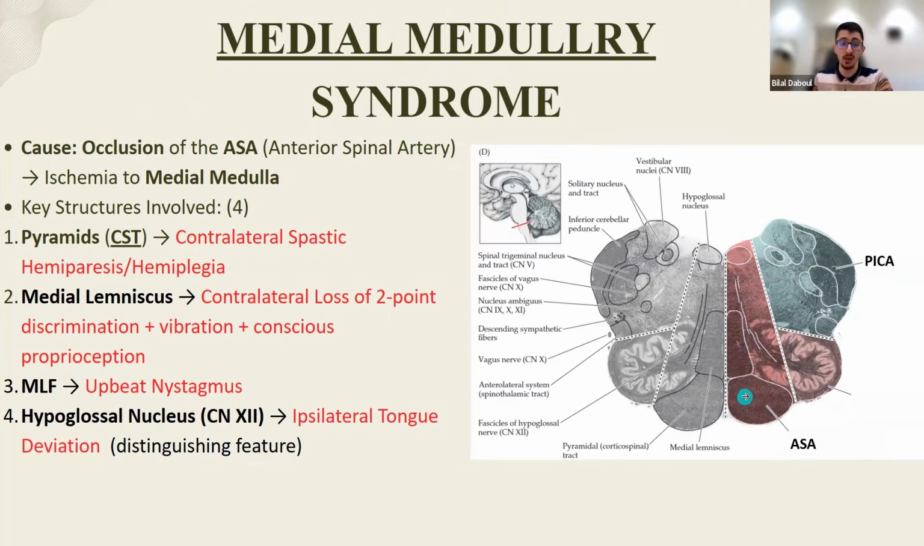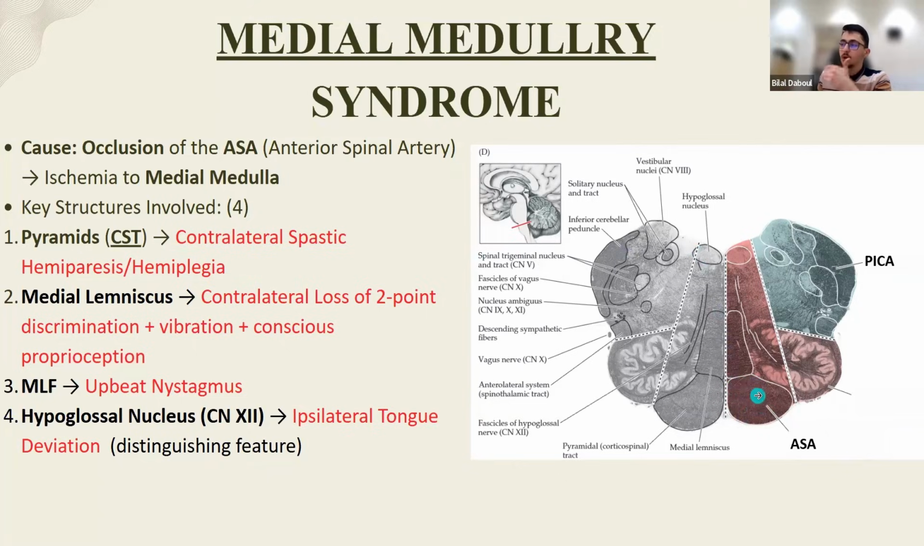So the most ventral structure that is affected would be the pyramidal tract, so descending corticospinal tracts or fibers. You would have contralateral spastic hemiparesis or hemiplegia. Now, what is hemiparesis? Hemiparesis is muscle weakness. It's spasticity, but you're still able to move the muscle. You're still able to move your body part. This is opposed to plegia or hemiplegia. You have complete paralysis, complete loss of function.